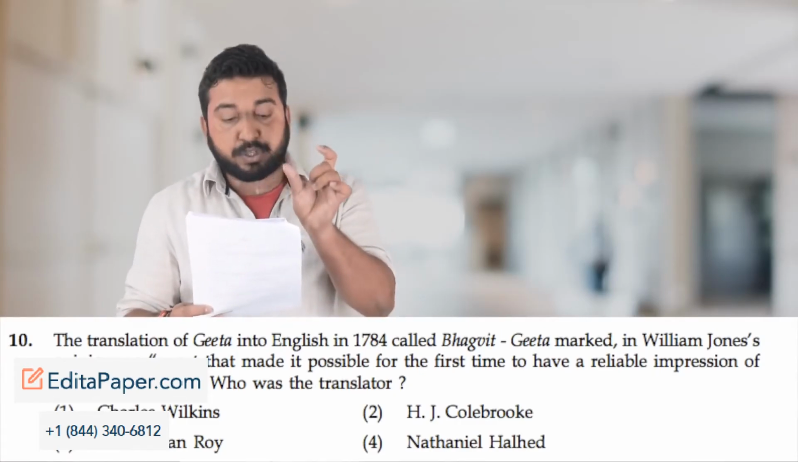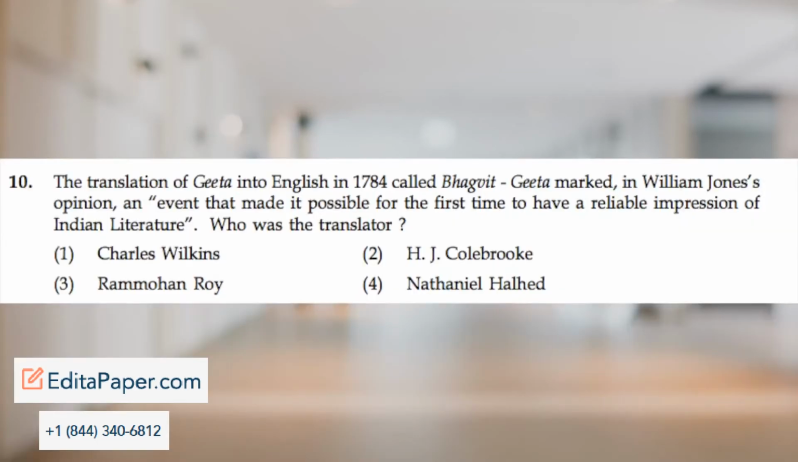I'll just put the question on the screen. Please focus again. The translation of Gita into English in 1784 called Bhagavad-Gita marked, in William Jones' opinion, an event that made it possible for the first time to have reliable impression of Indian literature. Who was the translator? It's very simple.